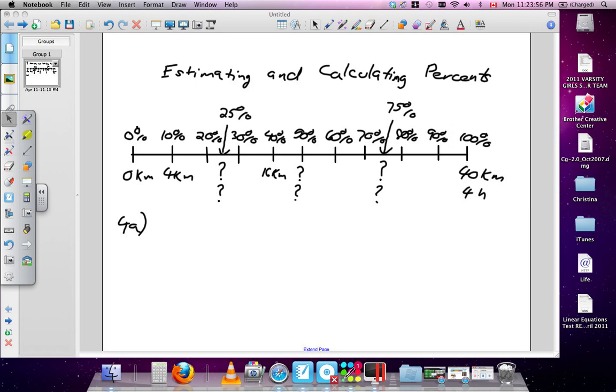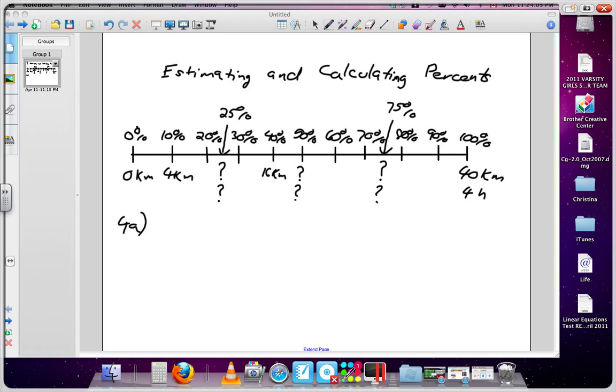Okay, so we're doing question 4A from Katrina's homework, estimating, calculating percent. The first question says, how do you know 10% when you know 100% of something? So in our first one, we know that 100% is actually equal to 40 kilometers, they've told us, right?